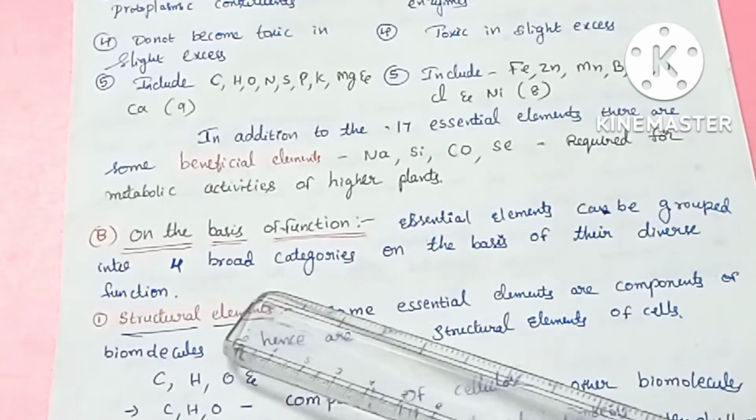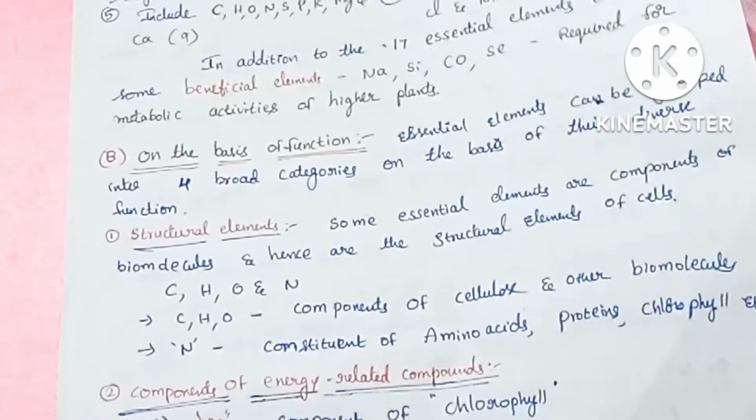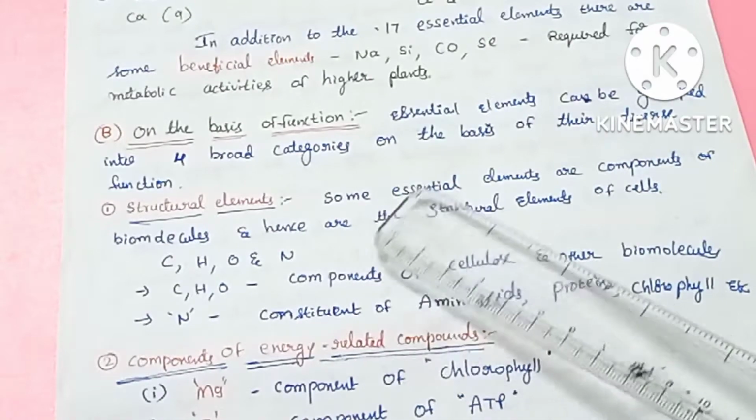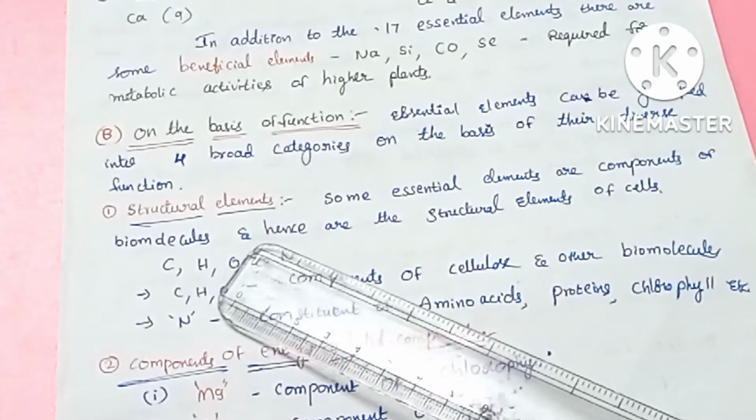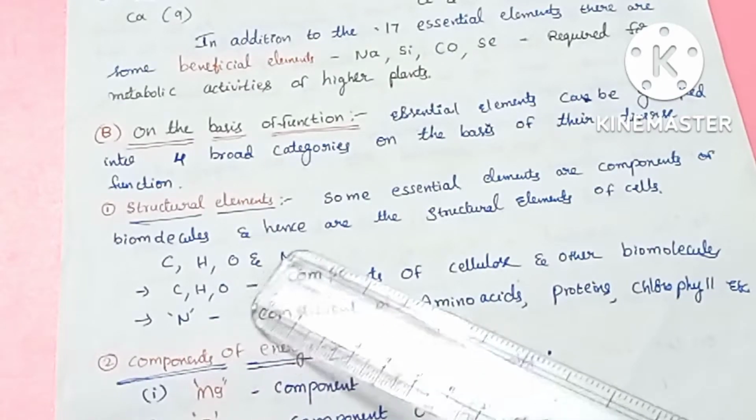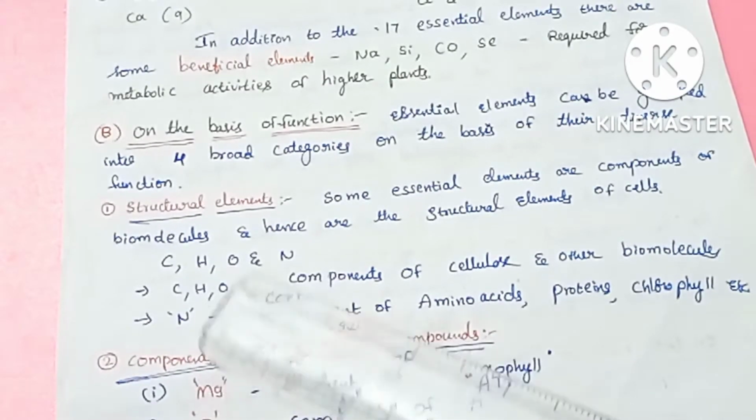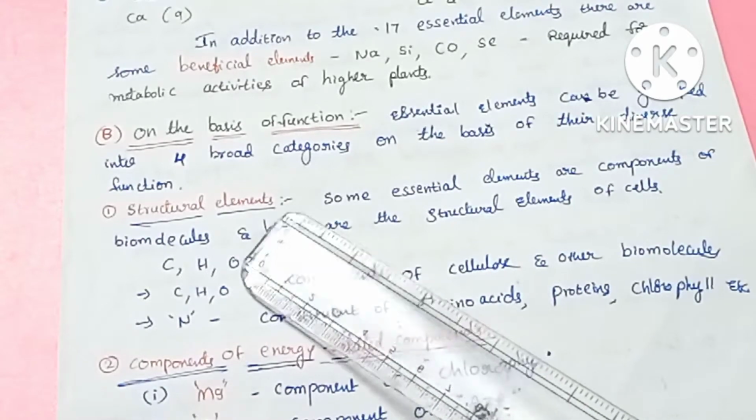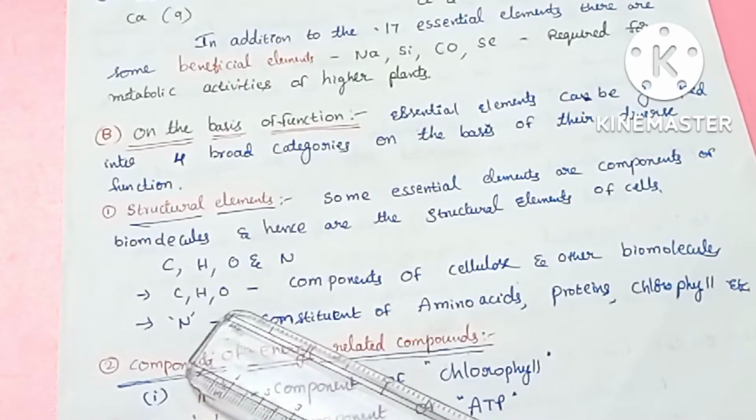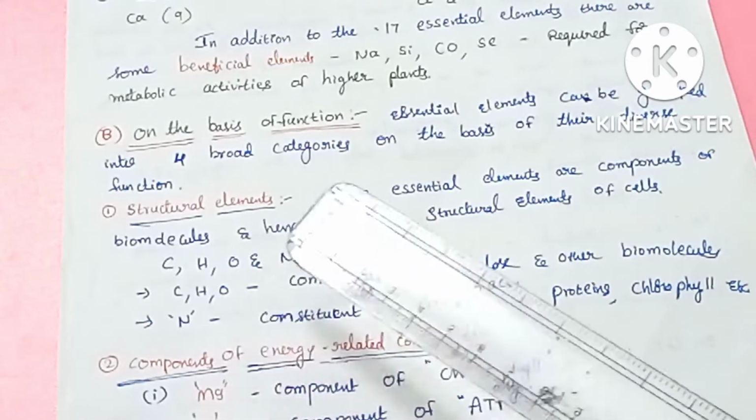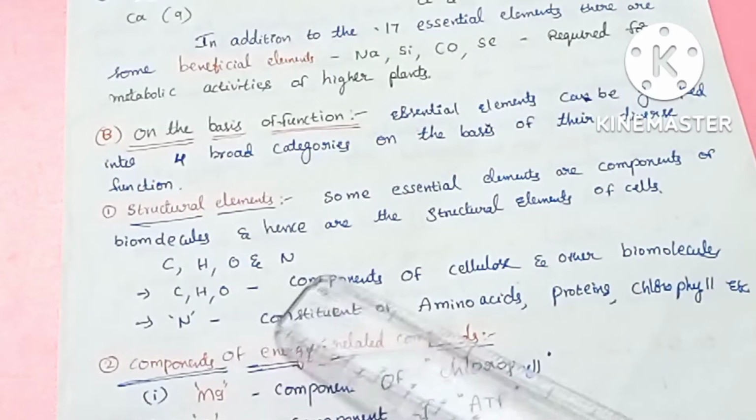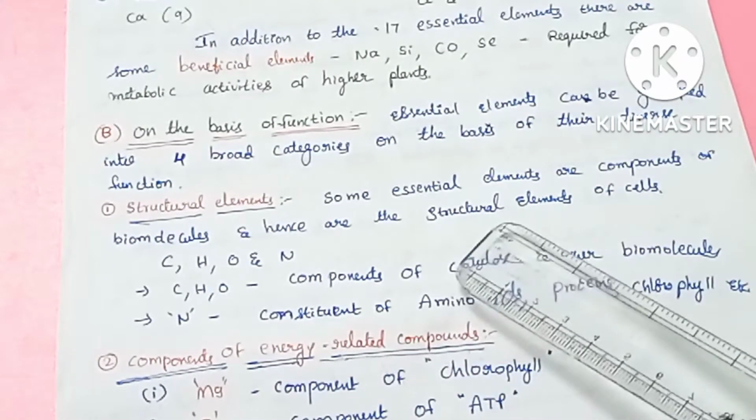Another one is on the basis of function. The elements are classified into 4 broad categories. The first one is structural elements. Structural elements are the constituents of the biomolecules. What are the biomolecules? Carbohydrates, proteins, fats, amino acids, nucleic acids, right? In those biomolecules, these elements are the constituents, and hence they are the structural elements of the cells.